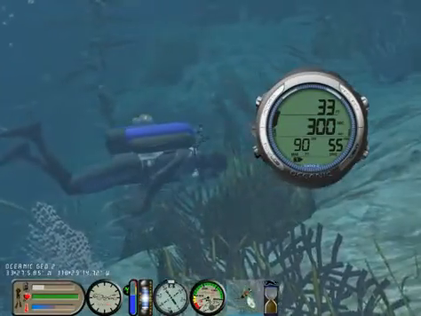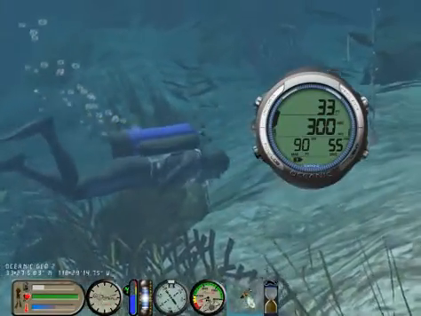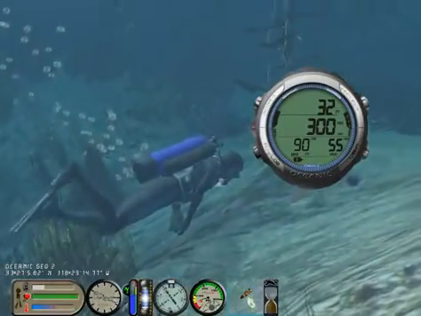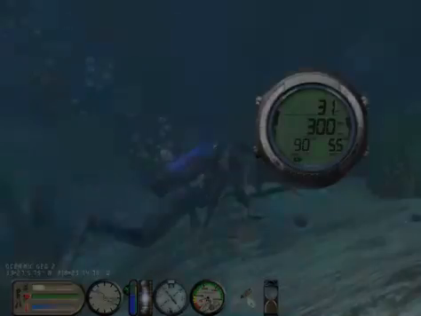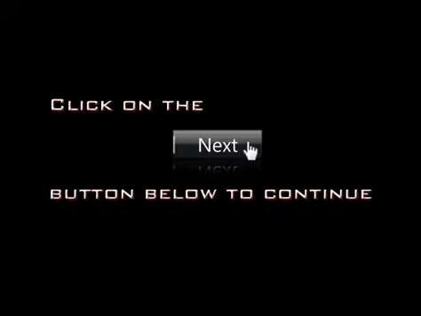Remember that at depths of 60 feet or shallower, ascent rates should not exceed 30 feet per minute. Press Next at the bottom of the screen.